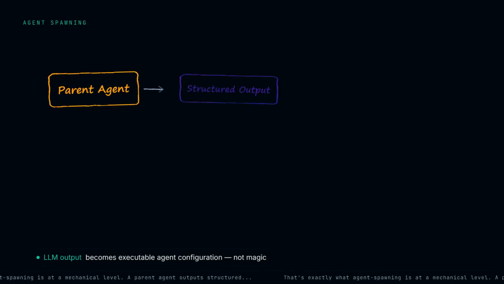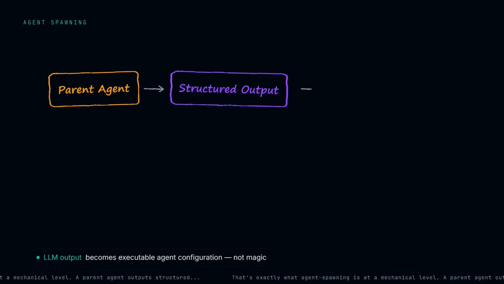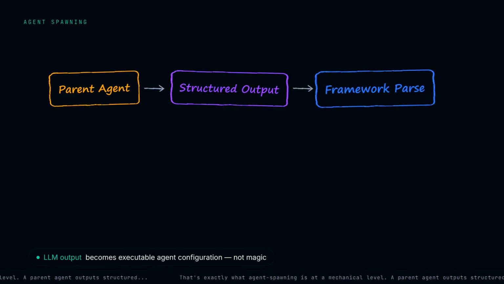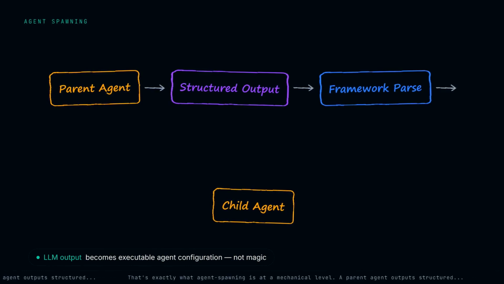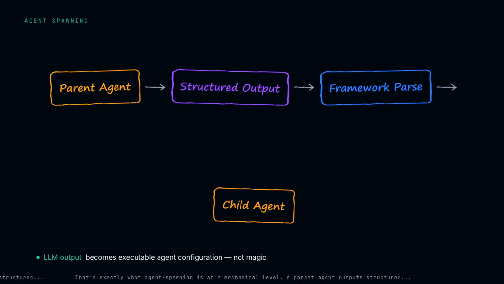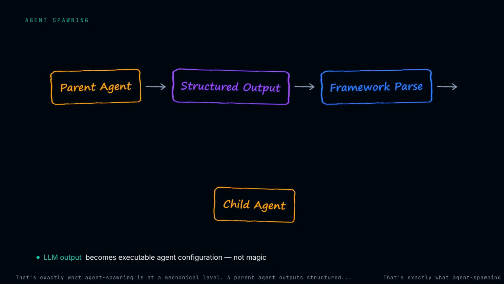A parent agent outputs structured text, system prompts, tool definitions, parameter schemas, and a framework parses that text and boots a child agent with exactly those specs. No magic. Just LLM output becoming executable configuration.